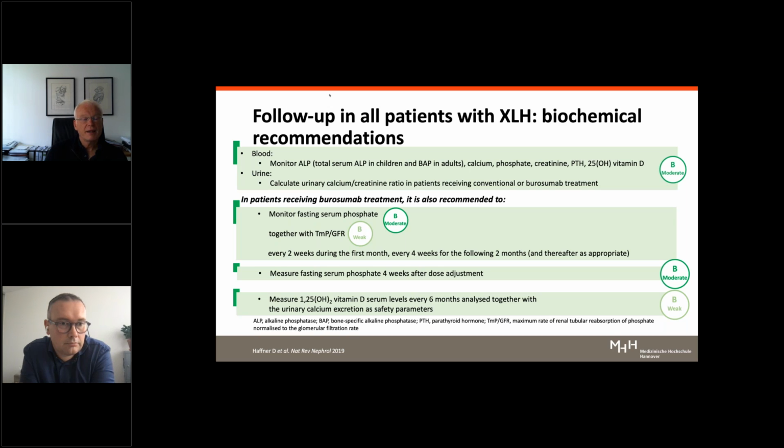And it's also expected or recommended to measure 1,25 levels because it's a low risk, but it may happen that if you give the FGF23 antibody, then you have an exaggerated 1,25 synthesis. So it's recommended to check 1,25 levels at least every 6 or 12 months under burosumab.